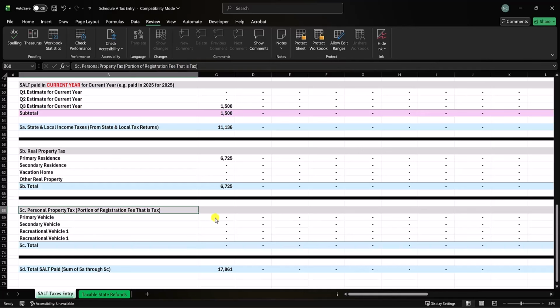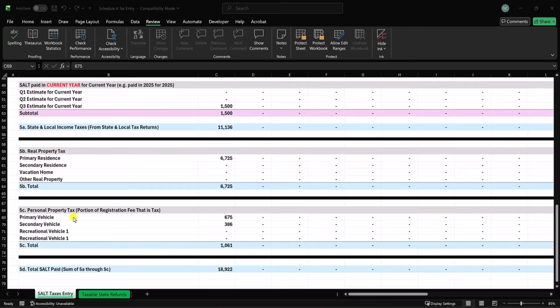So let's just assume for this example, on our registration statement for the payment that we actually made to register this vehicle in 2025, there was $675 of tax. We will assume $386 of tax paid on the registration of vehicle number 2. Once again, note that it doesn't matter what years these are for. For example, this could be a registration statement for 2 years.